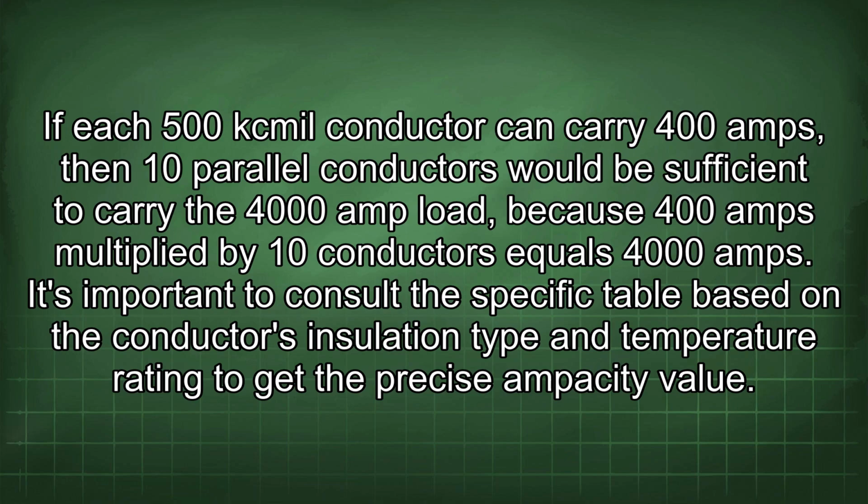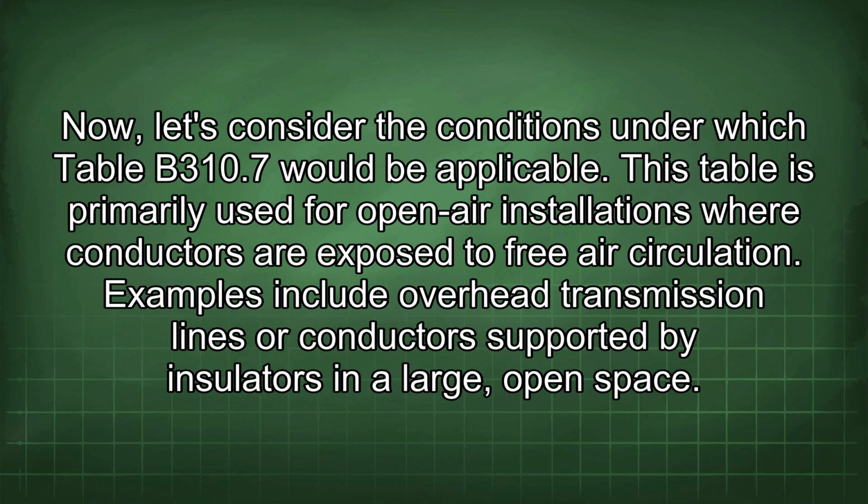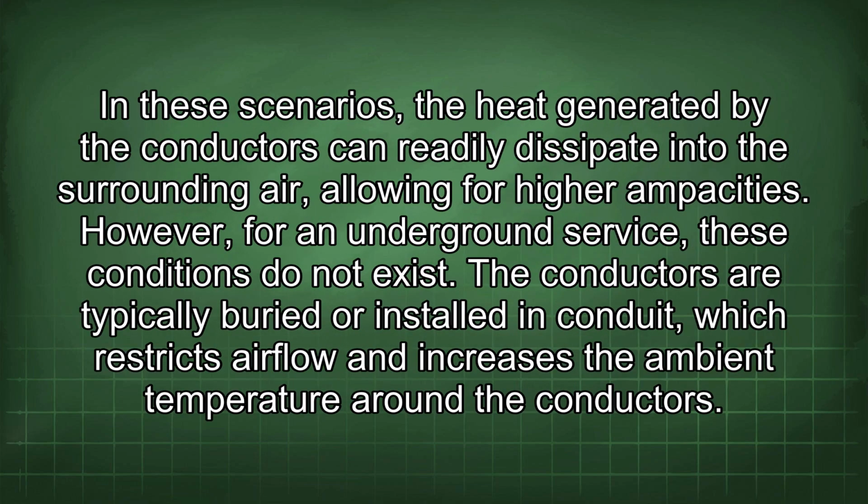Now let's consider the conditions under which Table B310.7 would be applicable. This table is primarily used for open-air installations where conductors are exposed to free air circulation. Examples include overhead transmission lines or conductors supported by insulators in a large, open space. In these scenarios, the heat generated by the conductors can readily dissipate into the surrounding air, allowing for higher ampacities.